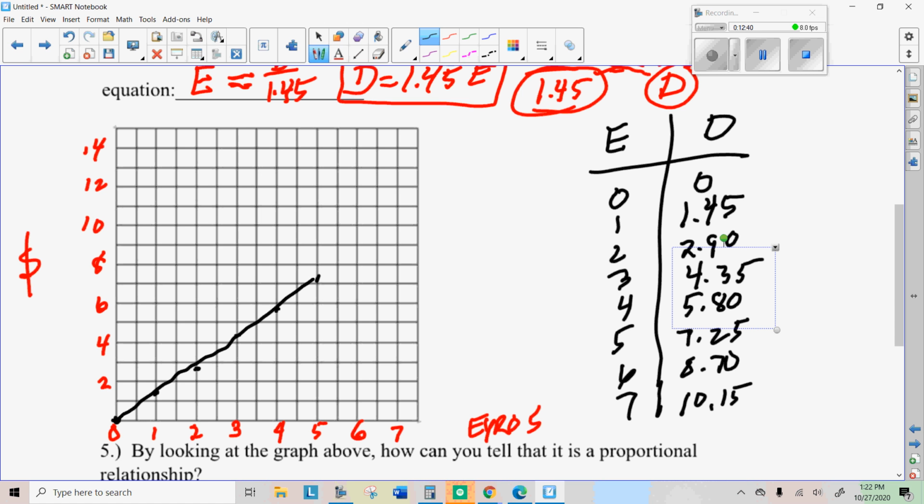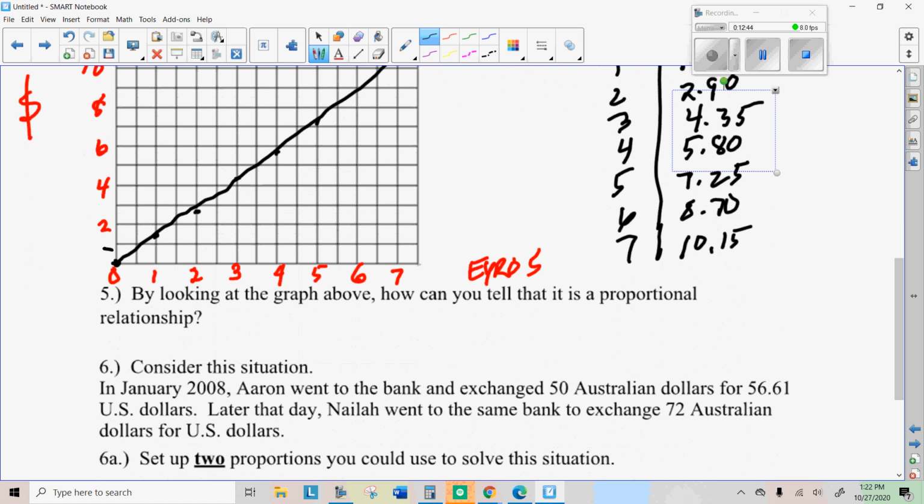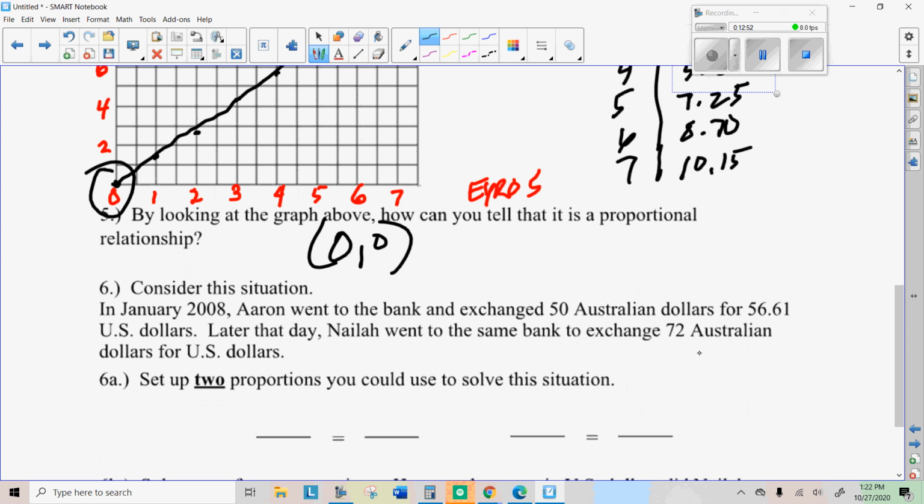So what we're going to say is, we know that it's proportional because of this 0, 0 point, and that it goes up by the same amount. Okay? All right.